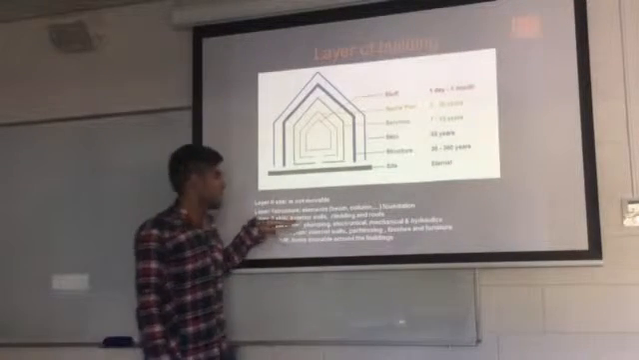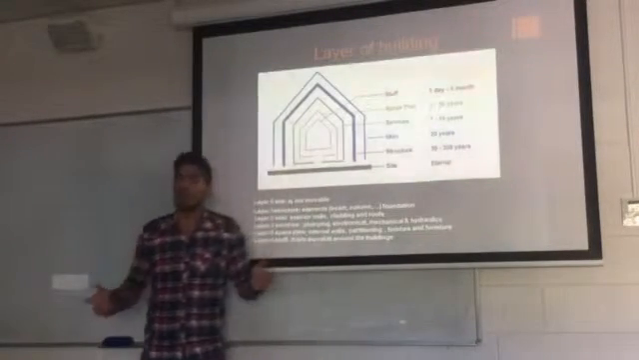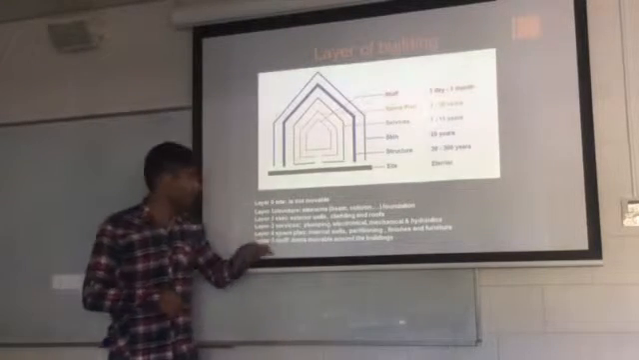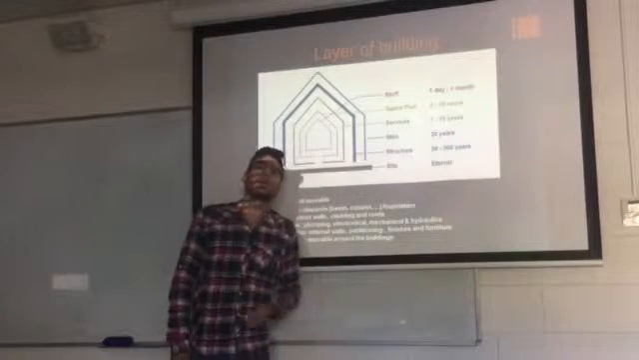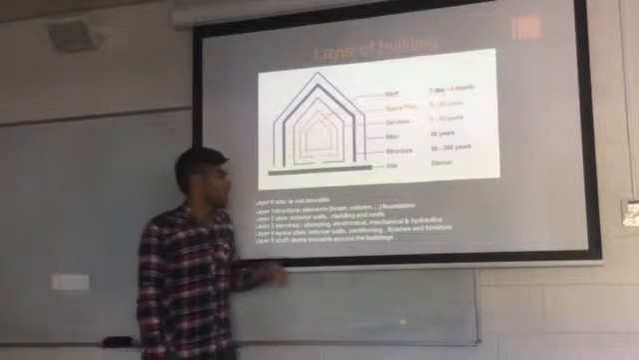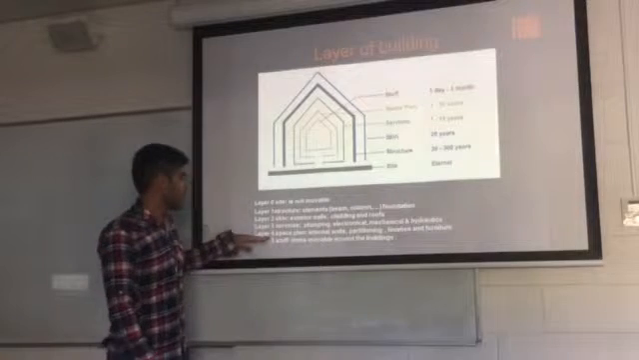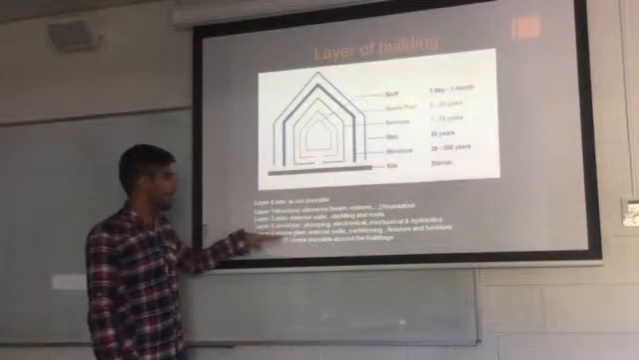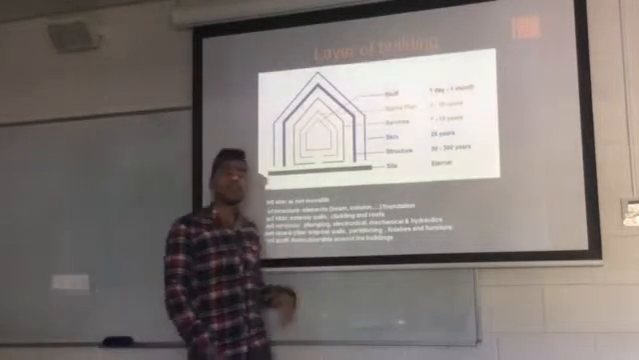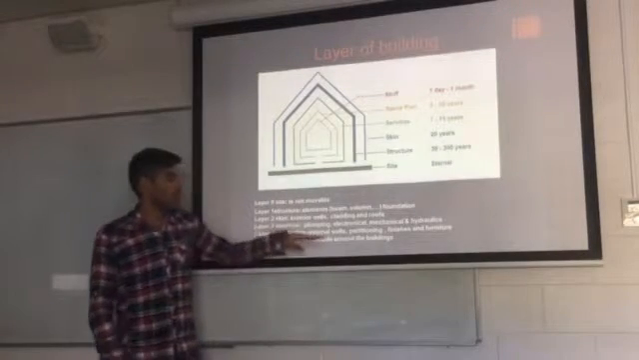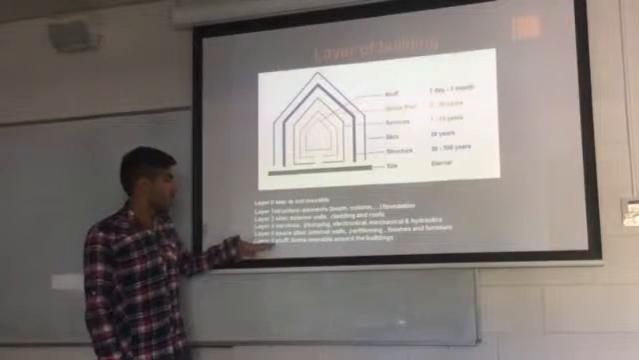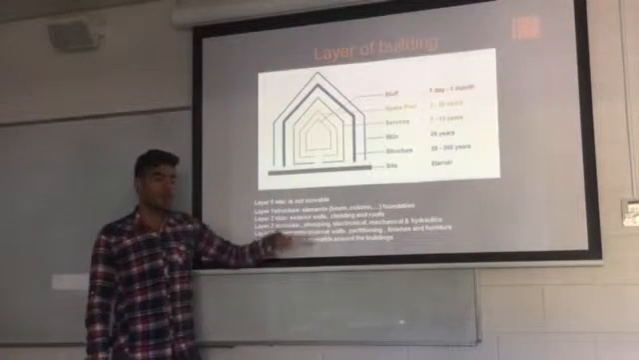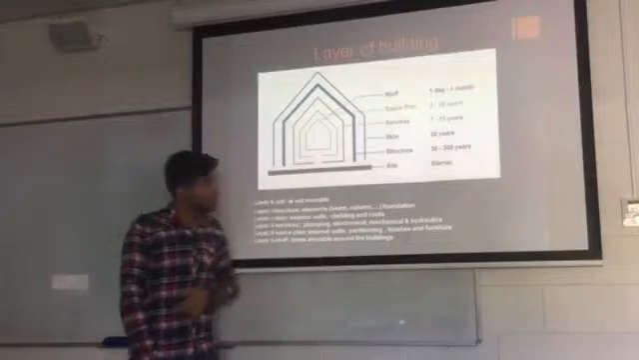Layer 2 is the skin, exterior walls, cladding like panels, and roofs. Layer 3 is services, plumbing, electrical, mechanical services, or something like that. And layer 4 is the space plan, internal walls, partitioning, finishing and furniture. Layer 5 is stuff, items movable around the building.